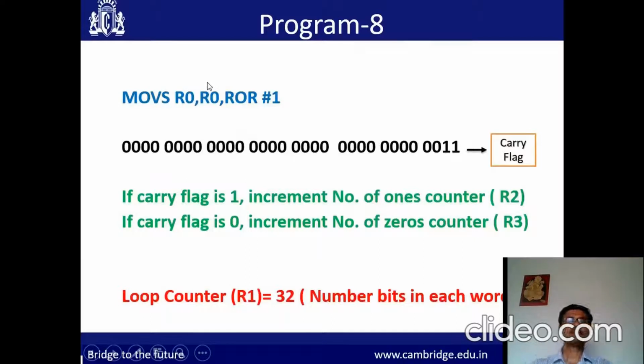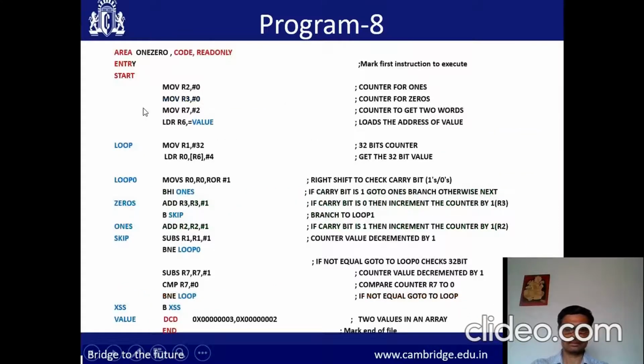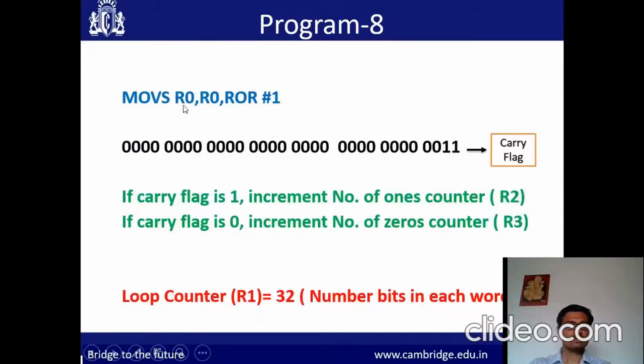And how do you count the number of ones and zeros? Let us take an example here. We use this instruction in our program. What is the operation of this instruction? We perform the rotation, that is, rotate the content of R0 right by one position. After the rotation, the most significant bit goes to the carry flag.